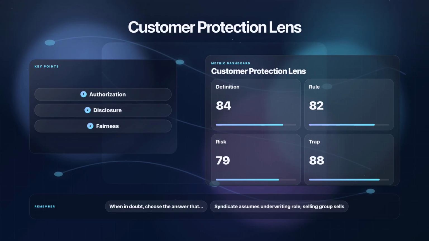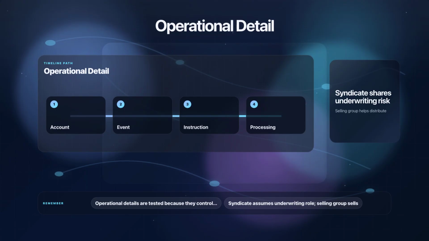A major Domain 3 pattern is customer protection. If an action creates confusion, risk, undisclosed conflict, improper control, misleading communication, or unauthorized activity, the safest answer is rarely to continue as if nothing happened. Look for the response that documents, discloses, escalates, corrects, or prevents customer harm.